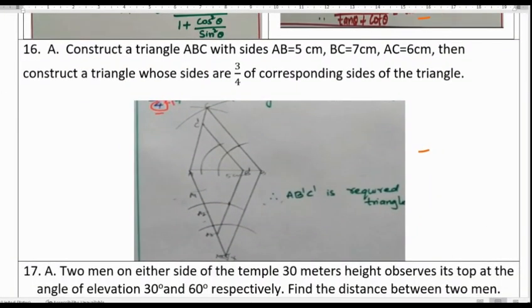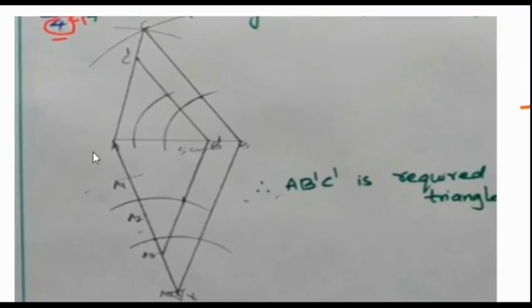One question from construction is a definite question for the board exam, students. Construct a triangle ABC with side AB is 5, BC is 7, AC is 6 centimeters. Then construct a triangle whose sides are 3 by 4 of the corresponding sides of the triangle. So this is how the construction looks, and a detailed explanation of this construction is given in the description part. Have a glance at that, students.